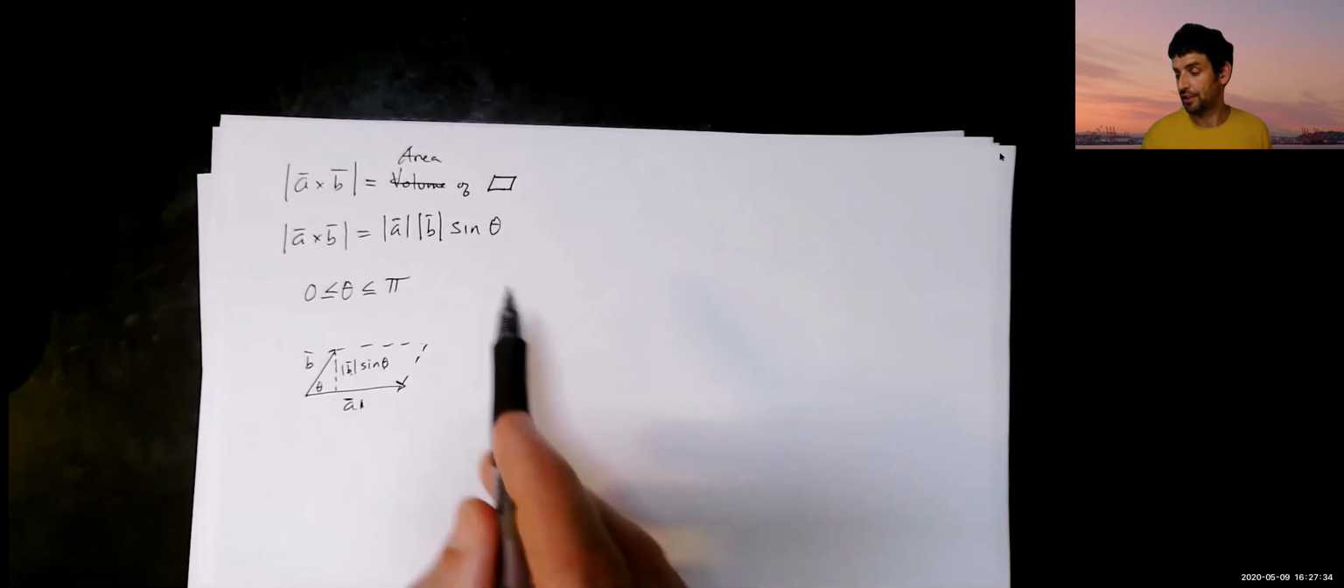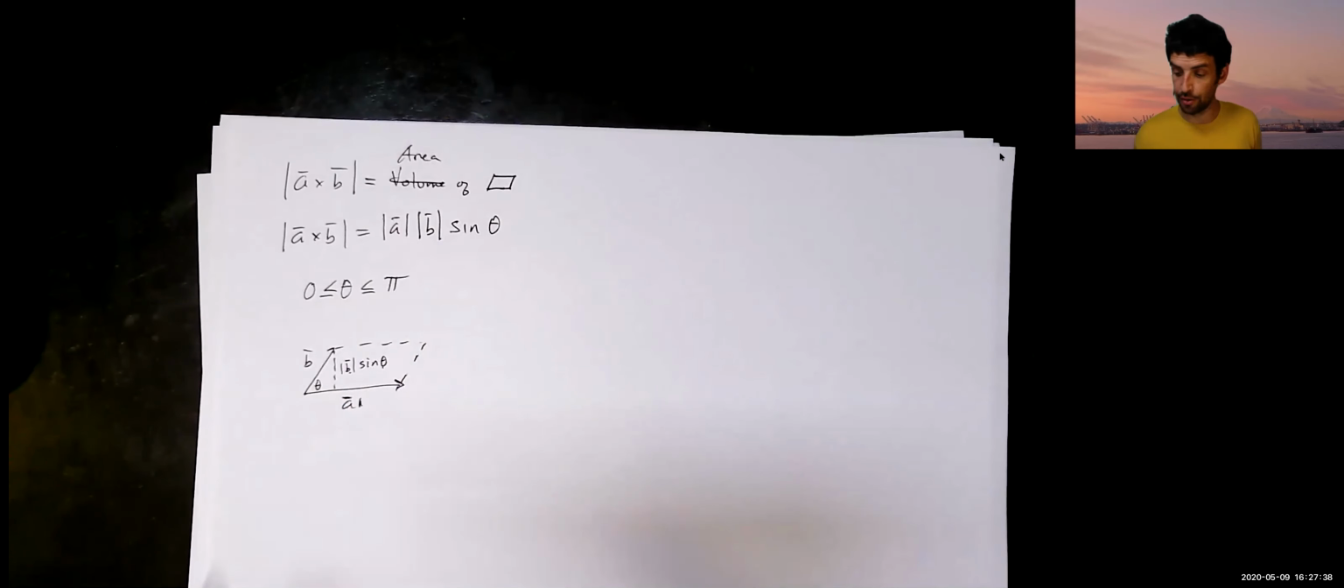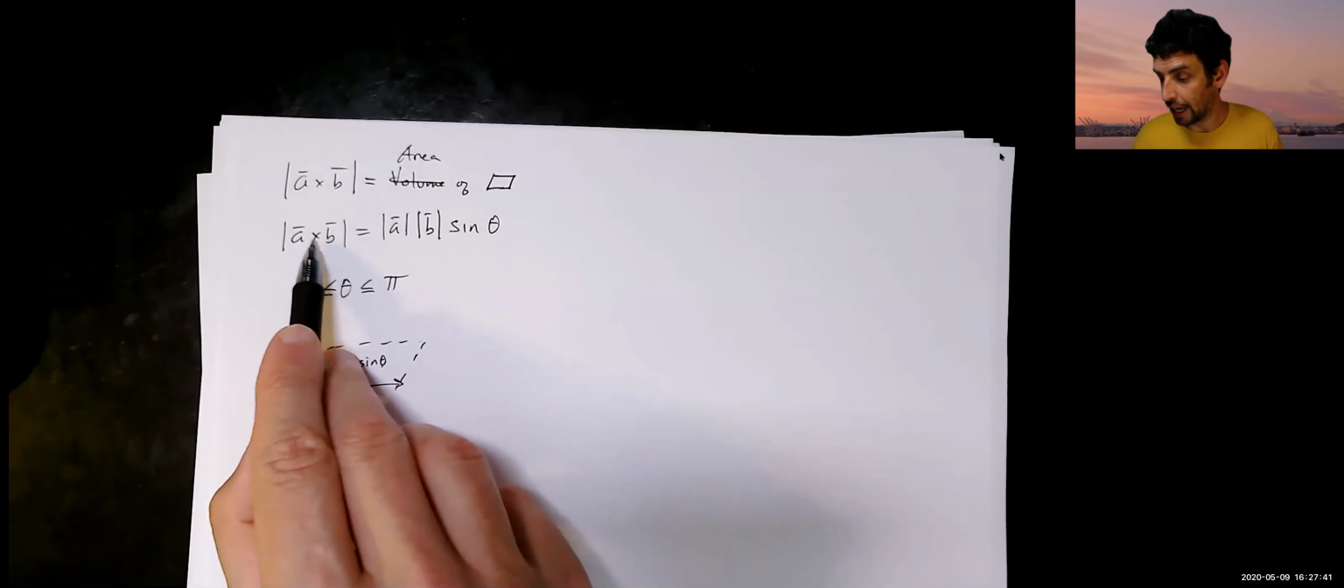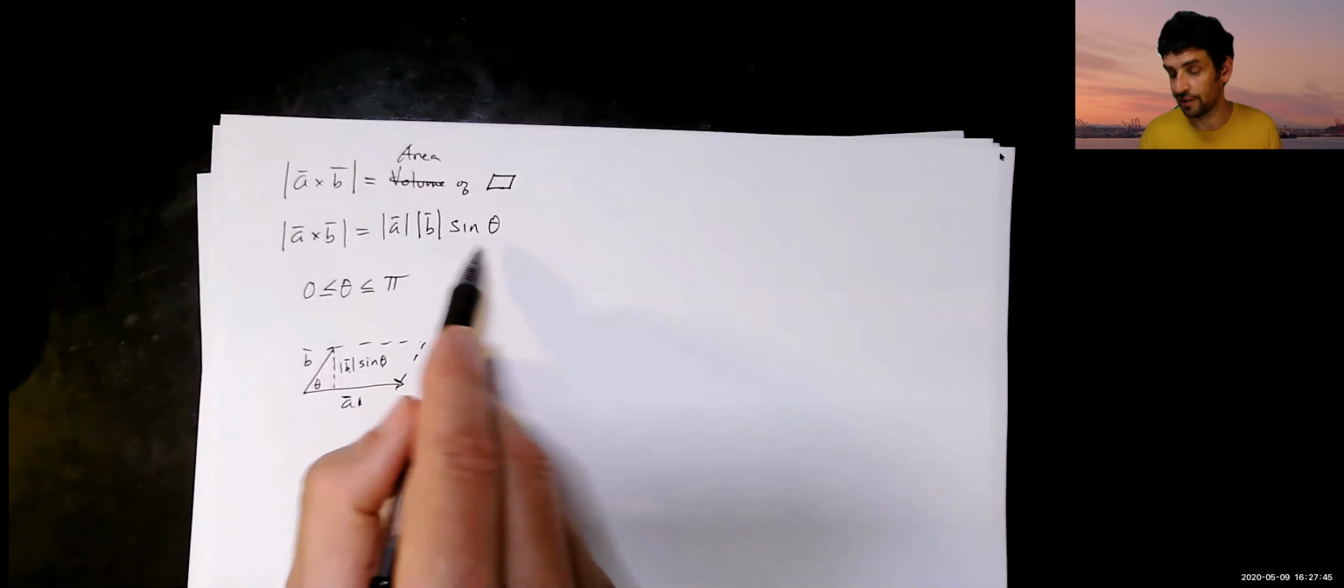Okay, so that's another neat little consequence of this cross product. Again, we're taking the magnitude. I want to make that clear. The cross product itself is a vector. This is a number.